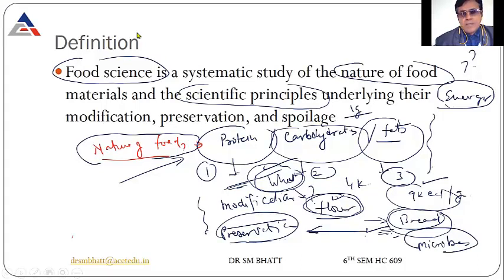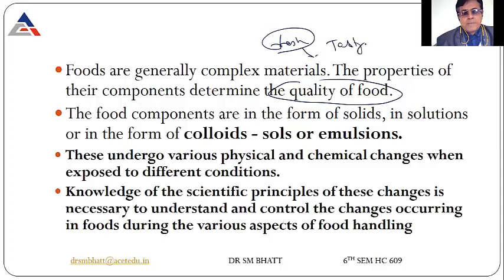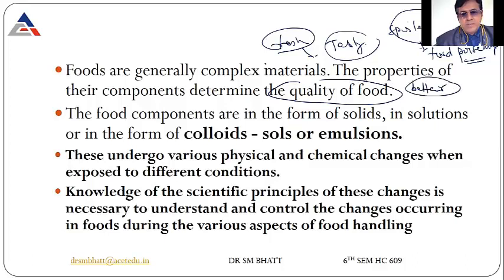Okay. So foods are generally complex material, right? The property of their component determine the quality of food. For example, you are saying this food is very tasty, right? But they will be tasty if they are fresh. If you are eating any fresh food, then they are more tasty. If you are eating the spoiled food, they will cause food poisoning. Got the point? So, which quality is better? Fresh. Fresh one quality is better than spoiled food.